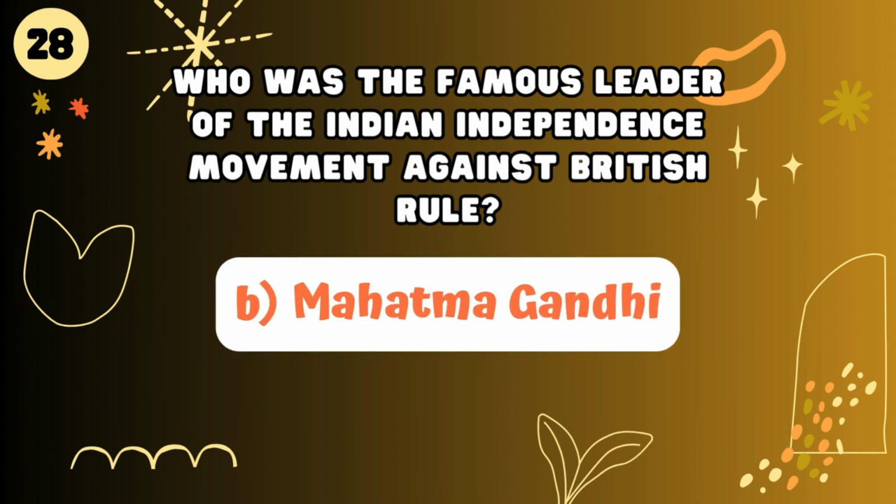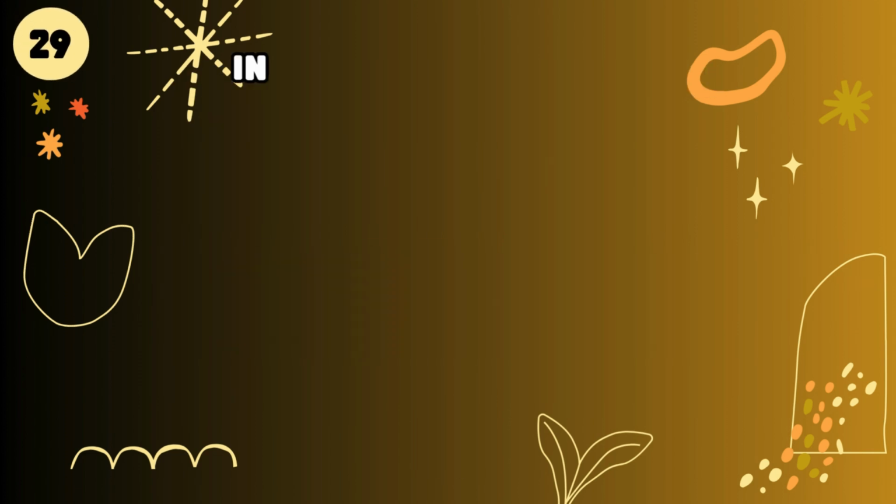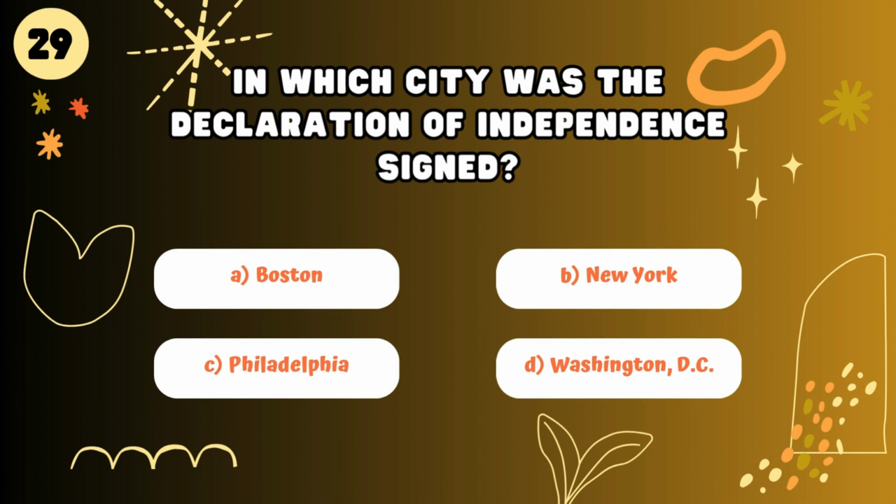Answer: Mahatma Gandhi. In which city was the Declaration of Independence signed? Boston, New York, Philadelphia, Washington, D.C.